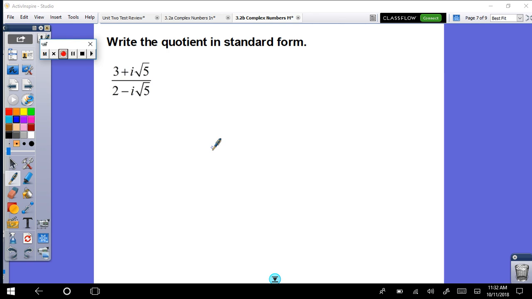I cut the video off a little short on the last one. I forgot to do this last example, so I'm going to add this last example in here. This goes with 3.2b complex numbers.